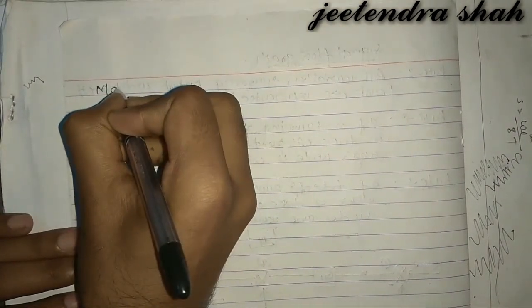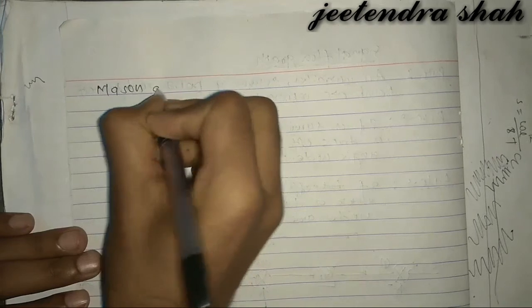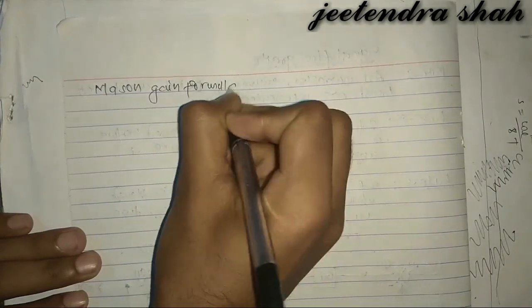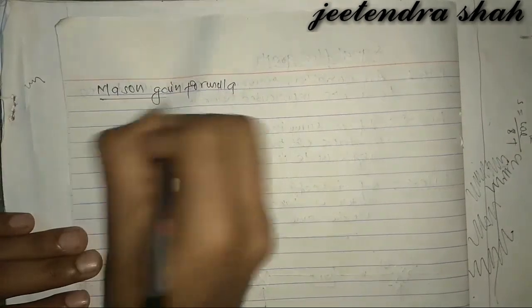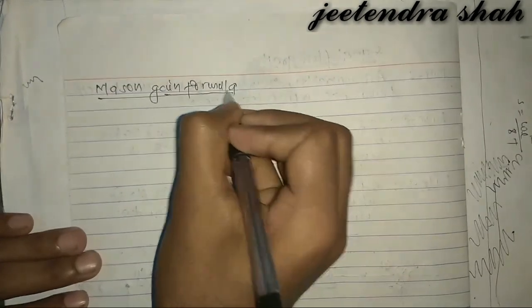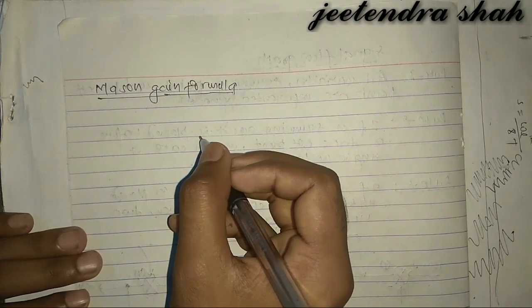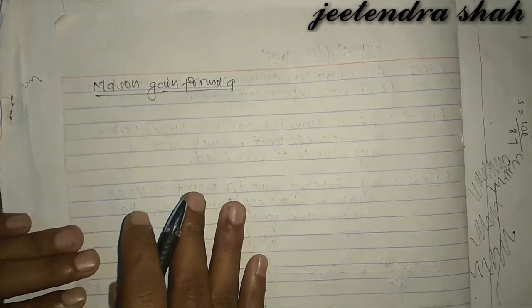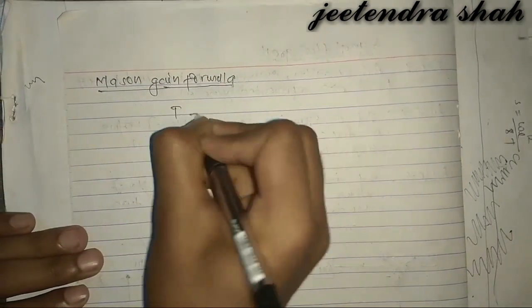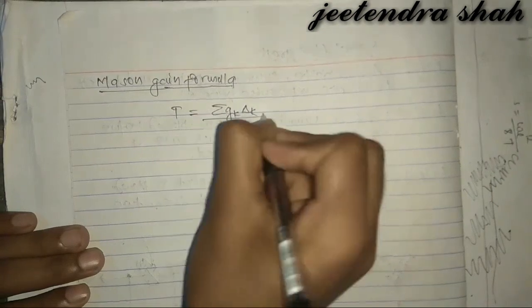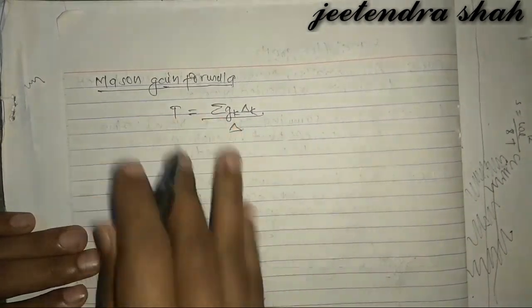Now we have Mason's gain formula. It gives the overall transmittance, or simply the graph transmittance, between the source node and the sink node. Mason's gain formula is given by T equals summation of Gk delta k upon delta.